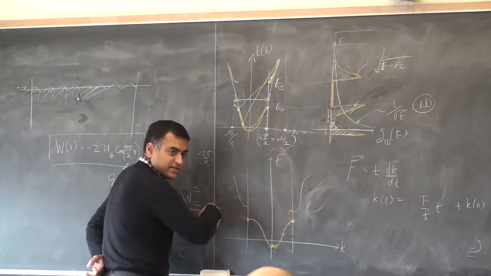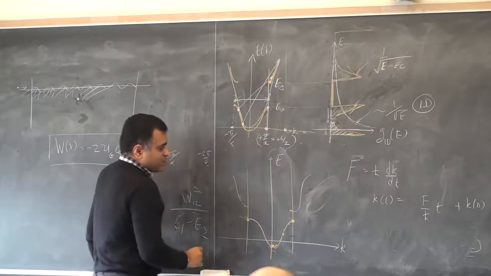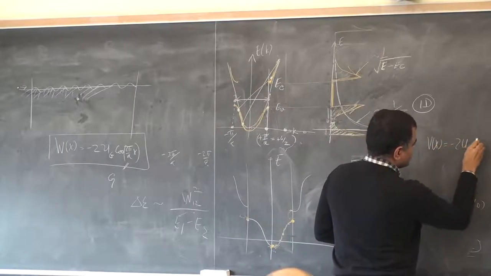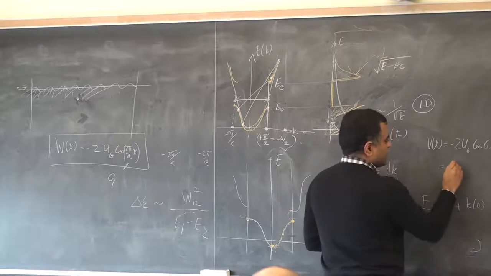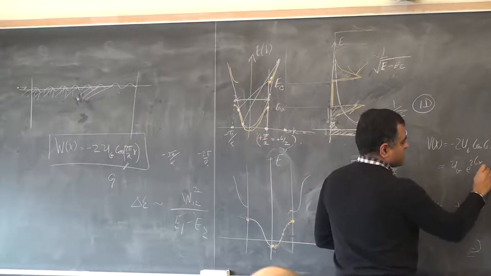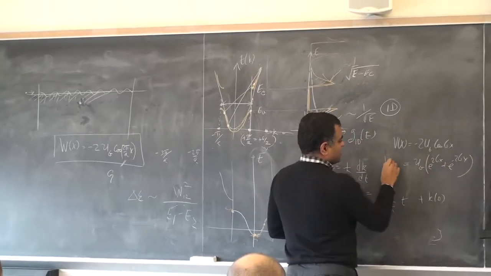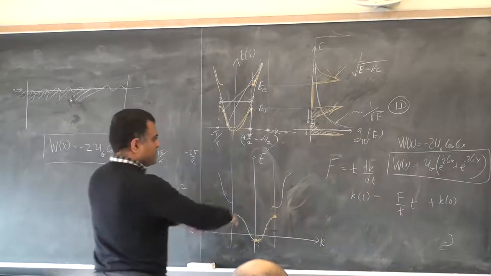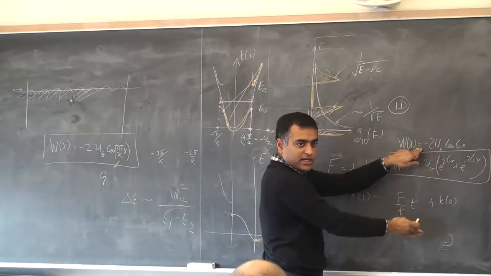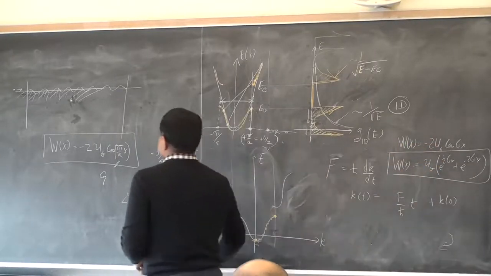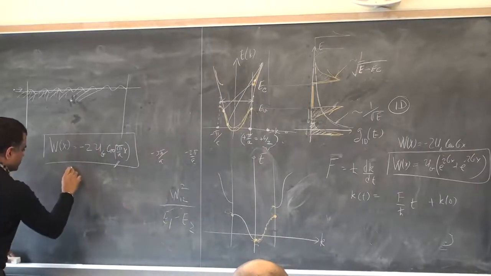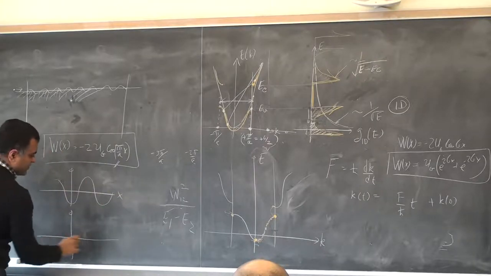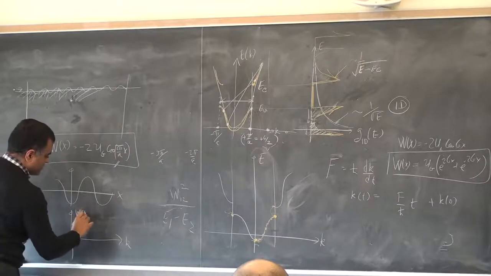Because the crystal has a potential that goes as minus 2 Ug cosine of Gx, that means you have e to the power iGx plus e to the power minus iGx. This is the crystal potential. And the crystal potential, if I were to plot it in real space, is a simple cosine. But you can also plot it in K space. In K space, how does this potential look? So in real space, we know it's looking something like that. But in K space, how does W of K look?